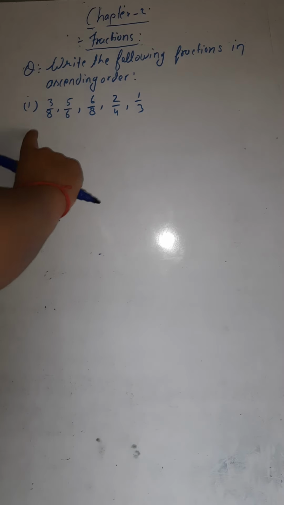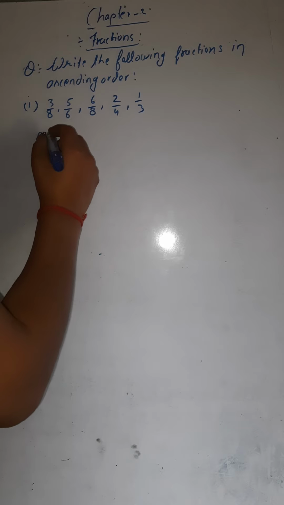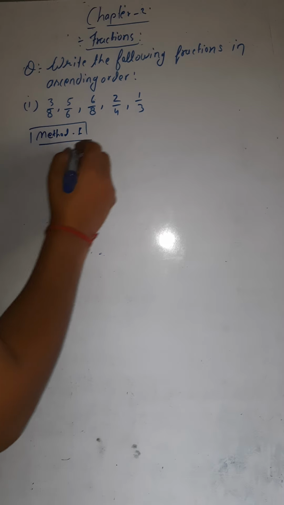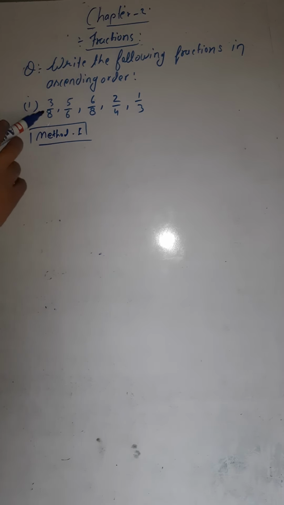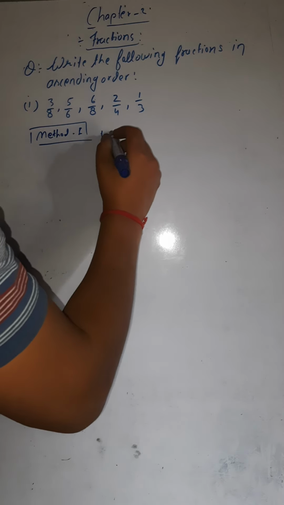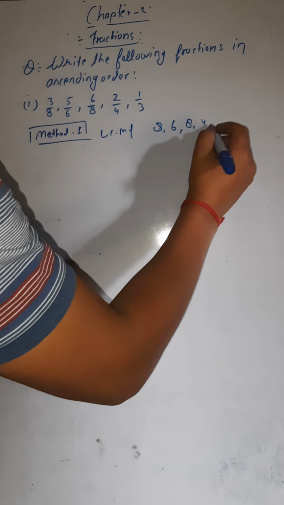Here again I am going to solve this question by two methods. The first one would be the method of taking out the LCM, then the second one is the division method. Let me try this by the first method. In the first method you take the LCM of all the denominators 8, 6, 8, 4, 3.